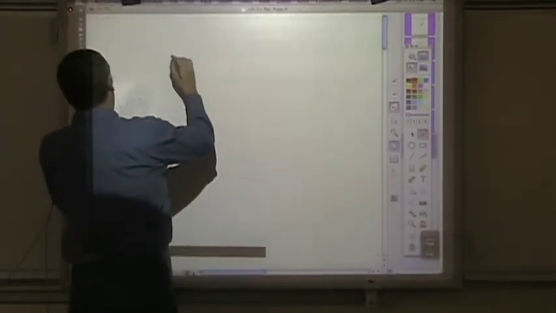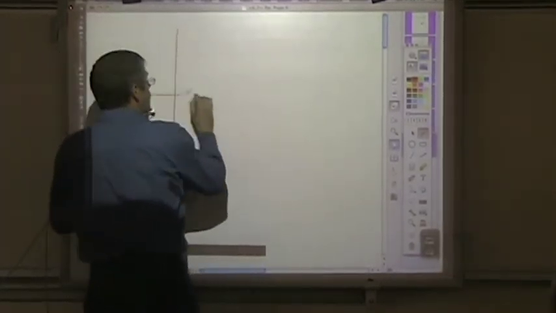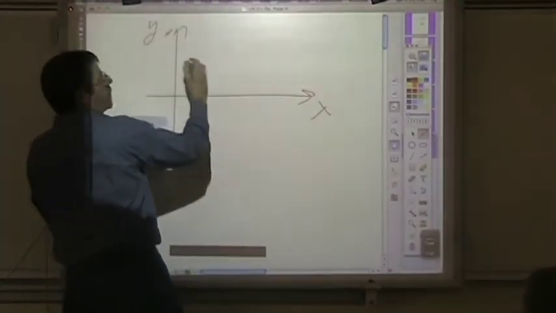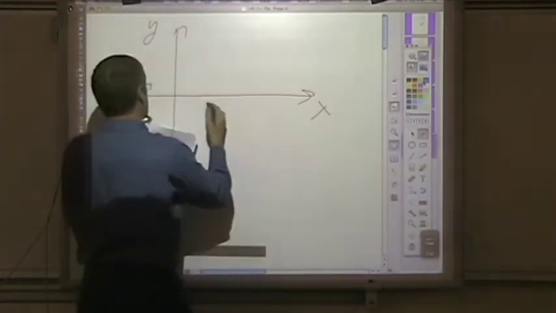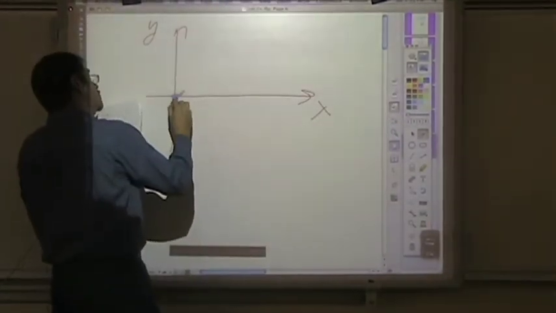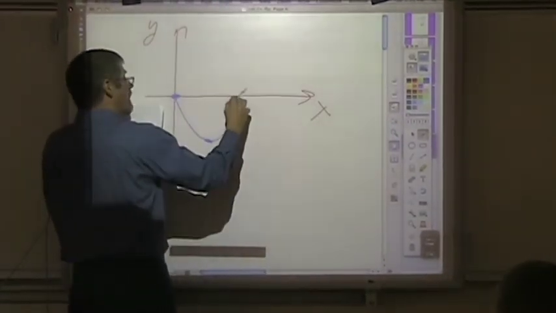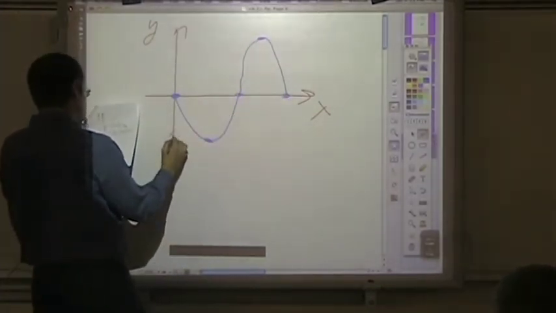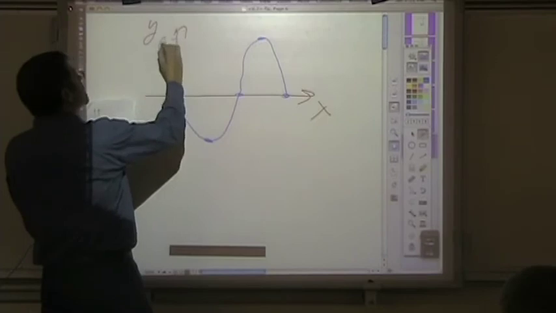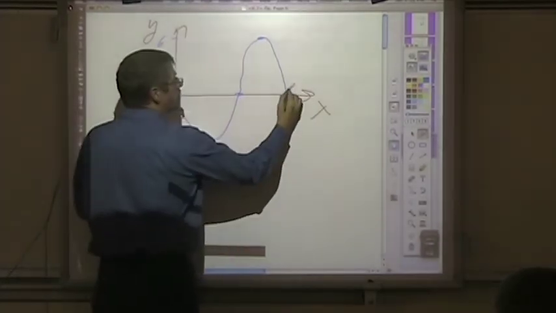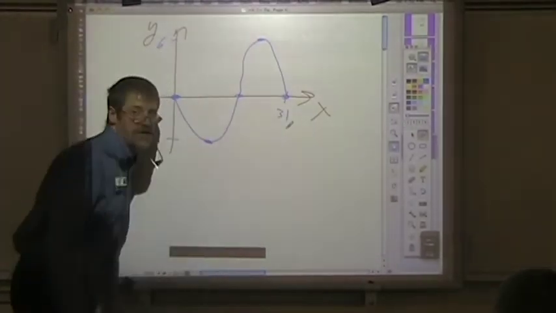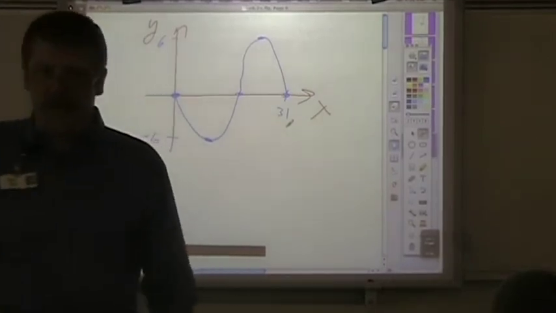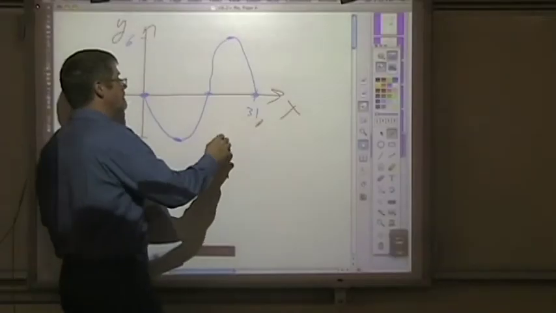I'm going to give you a graph, and I'd like you to write the equation of the graph. And we'll go in blue. I think that shows it pretty well. We've got d-mid, min, i-mid, max, d-mid. This is a sinusoidal function that oscillates between -6 and 6, and the period is 31. Go ahead and write the equation of that graph. Go ahead and tell me what you think it is.